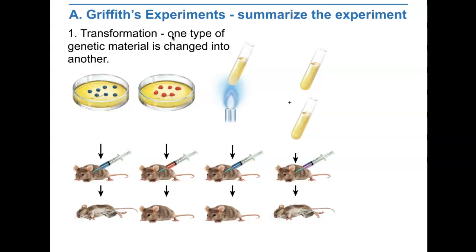This chemical compound, he concluded, must contain information that changed harmless bacteria into disease-causing bacteria. He called this process transformation, because one type of bacteria, the harmless form, had been changed permanently into another, the disease-causing form. Because the ability to cause disease was inherited by the offspring of the transformed bacteria, Griffith concluded that the transforming factor had to be a gene.